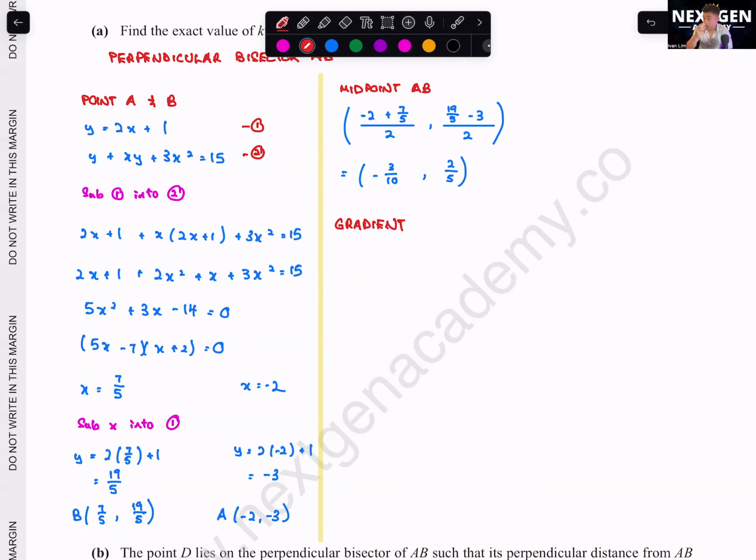The next one, we want to find the gradient. Gradient of AB first. So m_AB is (y2 minus y1) over (x2 minus x1). So here will be (19 over 5 minus minus 3) over (7 over 5 minus minus 2). Here we'll get 2. I just put it in the calculator. Then the gradient of the normal, we take the negative reciprocal, so here it will be negative 1 over 2. Okay, the next one.